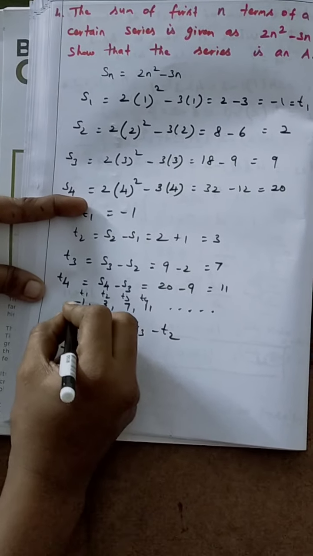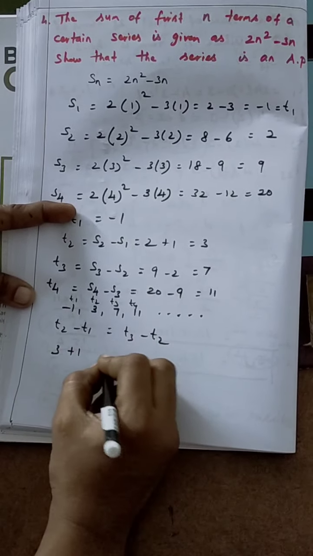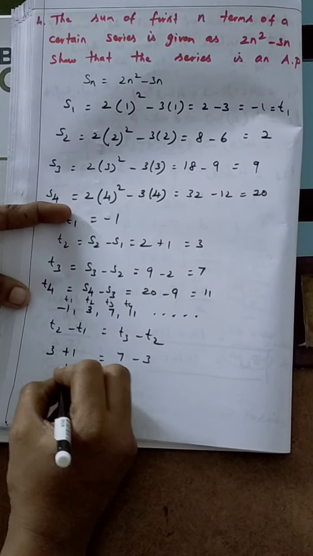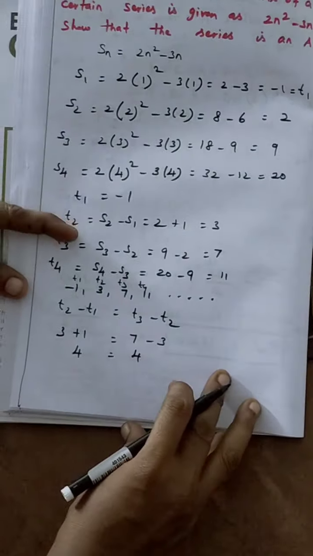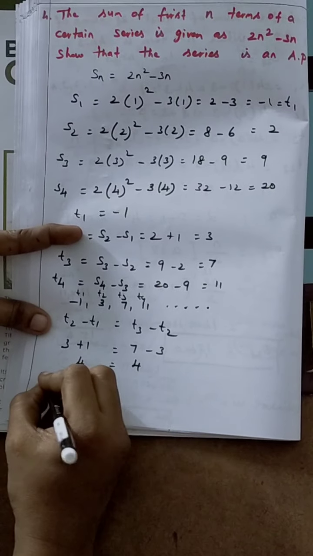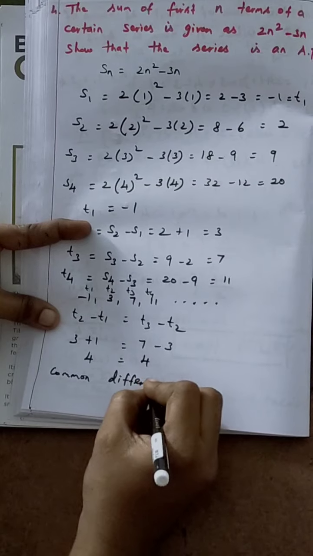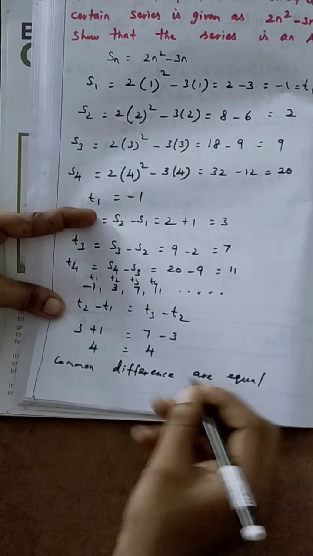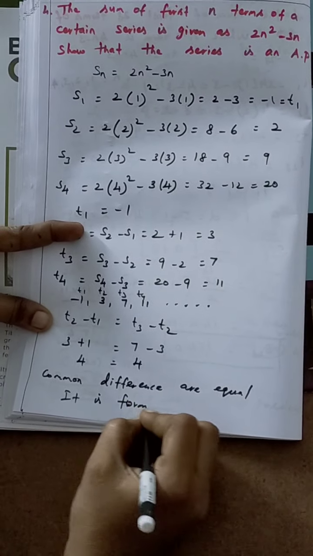Middle one is a minus symbol. This number also minus into minus plus only plus 1. T3 is 7 minus 3. So answer 3 plus 1 is 4, equal to 7 minus 3 also 4. So common difference are equal. So common difference equal means it forms an AP.